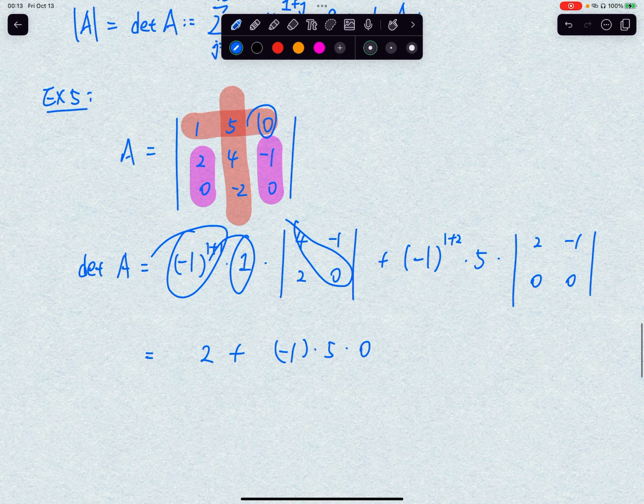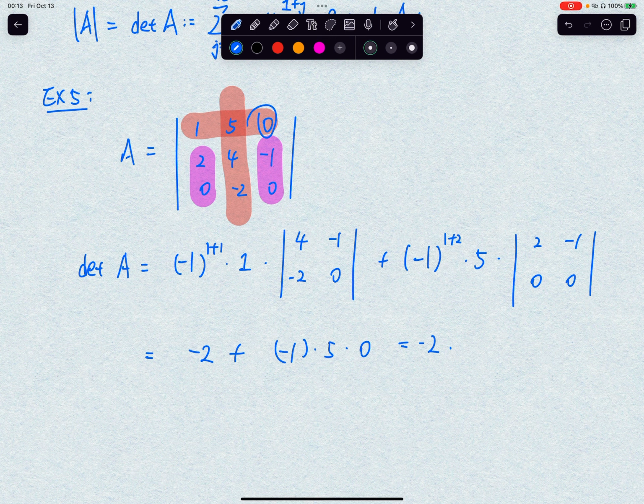So did I do everything right? Oh, yes, I did something wrong. So this guy is minus 2, since it is this guy. So this is minus 2. So the solution is minus 2. So therefore, in practical terms, we would like to use the row, and respectively the column, with as many 0s as possible.